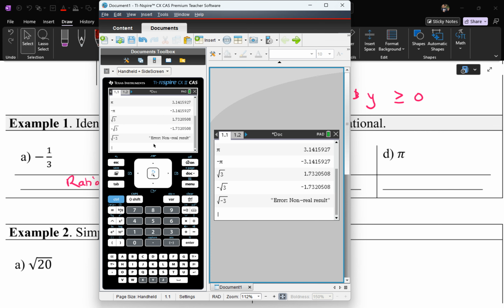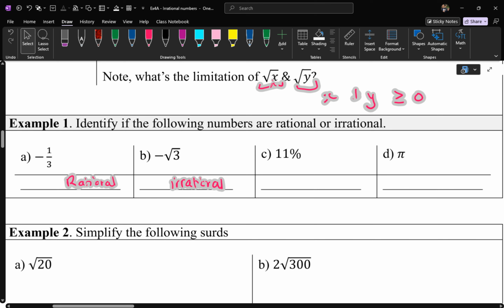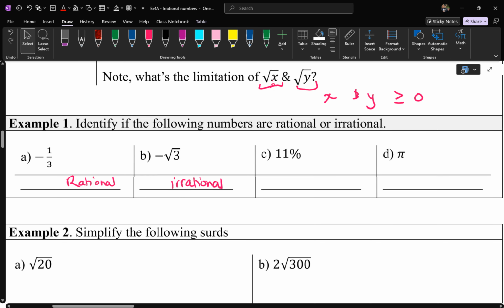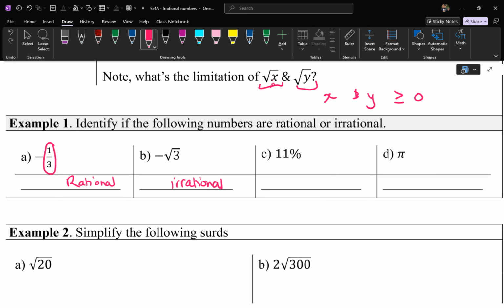Okay, so going back to this page, why is negative root 3 irrational? Because root 3 in itself, we cannot change that number into a fraction. I know it's a negative, I just don't know what that is as a fraction. That's why it's irrational. Why is this rational? Because 1/3 I do know. 1/3 is 0.33333. I can have negative 0.3333. There's nothing wrong with that. Okay, so hence that's rational.